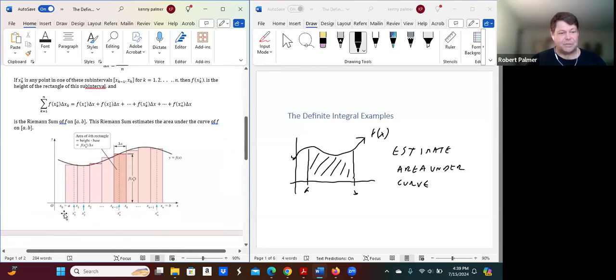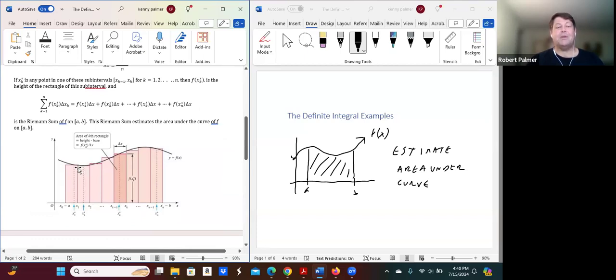So a starts at x0. Then we have x1, where my first rectangle goes from x0 to x1. The second rectangle goes from x1 to x2 and so forth. As you can see in the middle, from x(k minus 1) to xk. Each one of those widths is delta x. It goes up to xn.